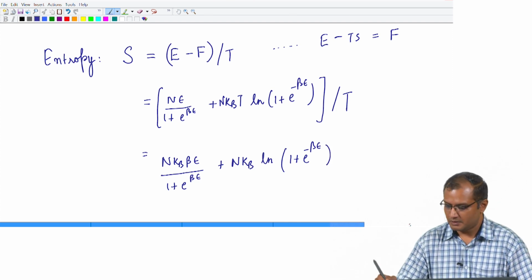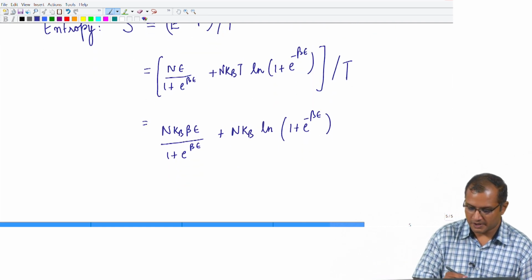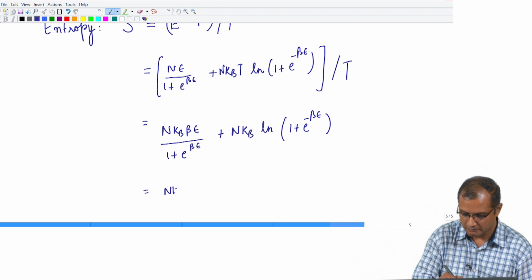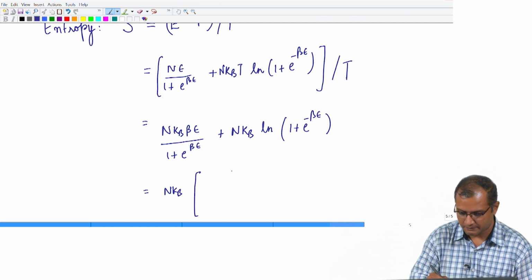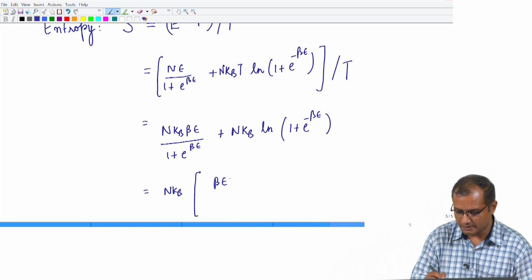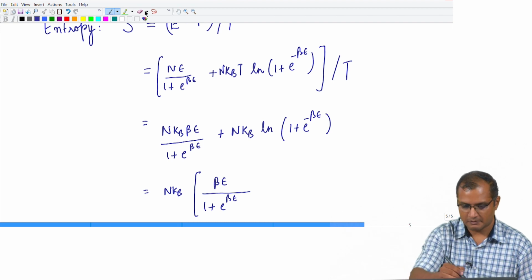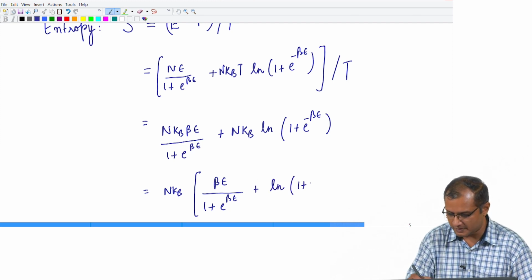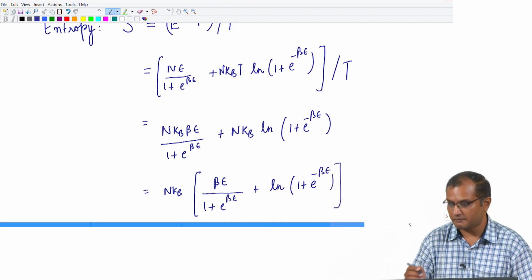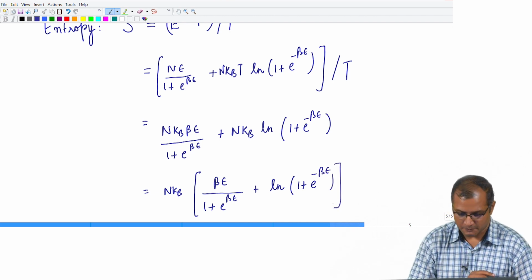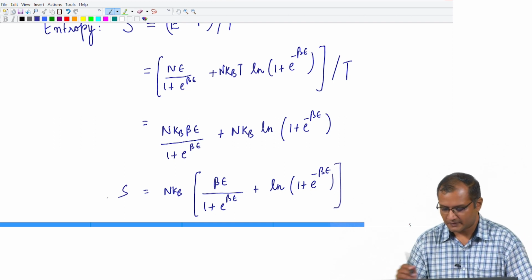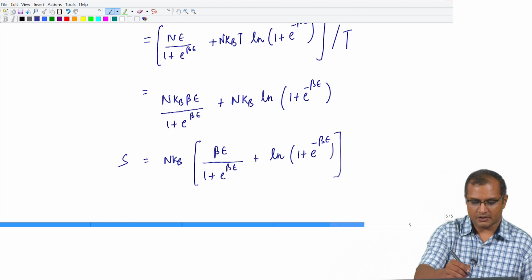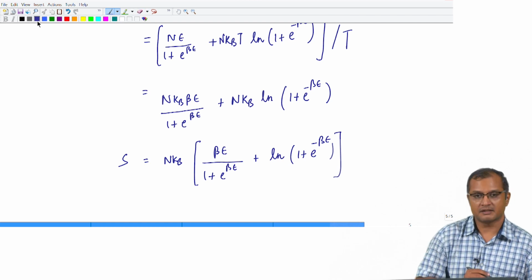Okay. And you can simply take N kB outside, what you get is nothing but beta epsilon over 1 plus e raised to beta epsilon plus ln(1 plus e raised to minus beta epsilon). Fine. So, this is the expression for entropy of the two level system, and this is where we end today's discussion on the two level system as a discrete degree of freedom example.